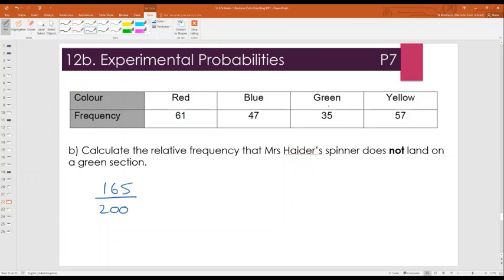If we just take that 35 away from 200. And then again, 165 over 200, if you want to change that into a decimal, just type it into your calculator. That's 0.825. So the relative frequency that it doesn't land on a green section is 0.825.